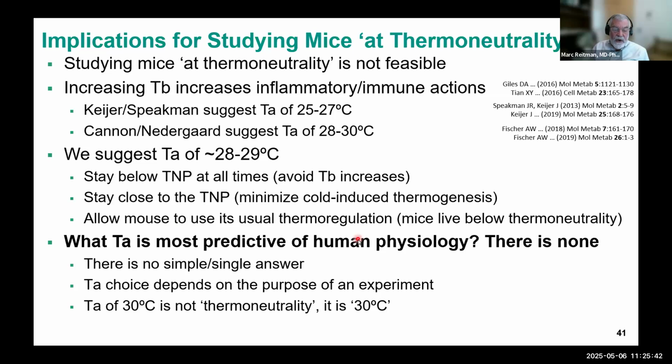So that brings up the question, what is the ambient temperature most predictive of human physiology? And I would argue that there is no best temperature, and there's no simple answer. The choice depends on the purpose of your experiment. You've got to think it through for each experiment. And I would argue that 30 degrees is not thermoneutrality. It is 30 degrees. And I would suggest instead of calling it thermoneutrality, just call it 30 degrees and describe what it really is.